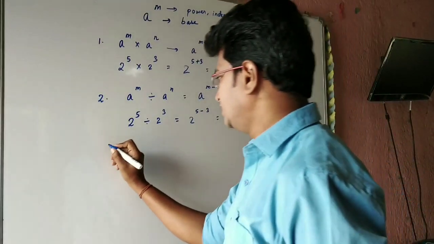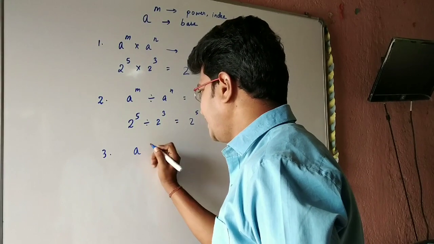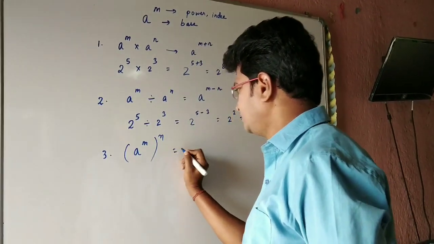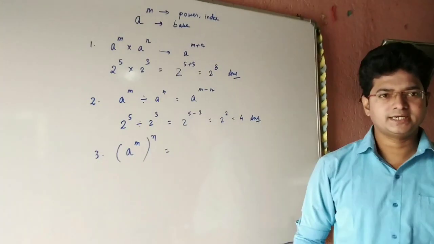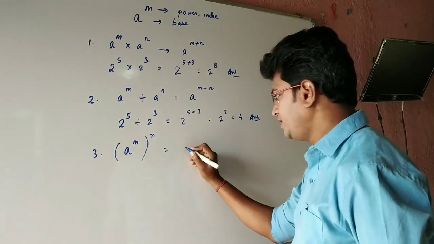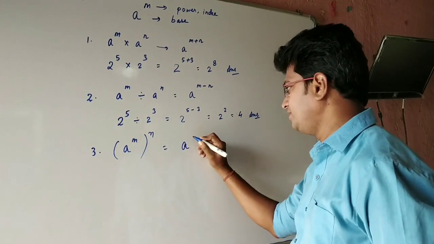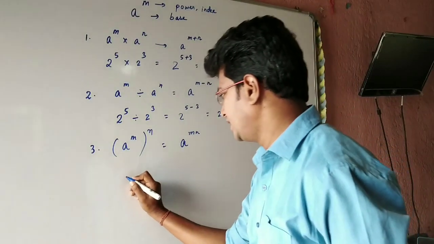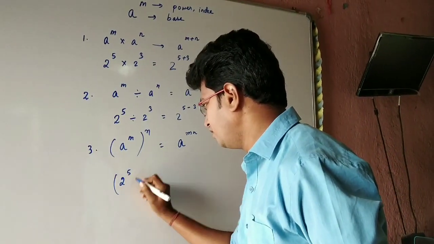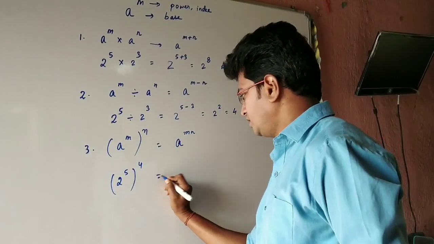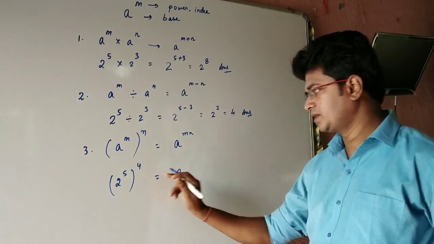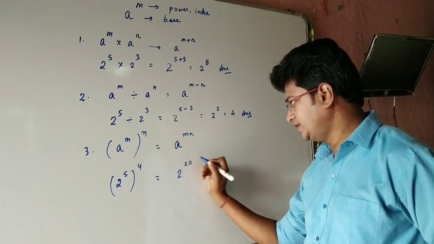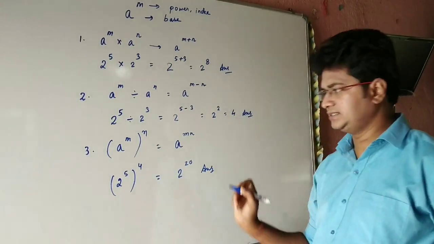Rule number 3: a to the power m whole to the power n. Here the power gets multiplied. When you open the bracket, m into n becomes mn. For example, if I am taking 2 to the power 5 whole to the power 4, the base remains 2, and 5 into 4 is 20. So 2 to the power 20 is the answer.